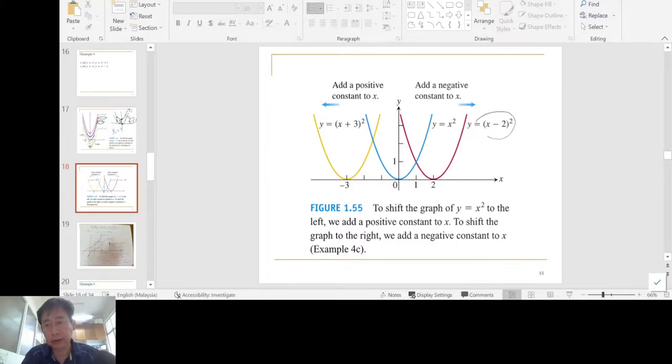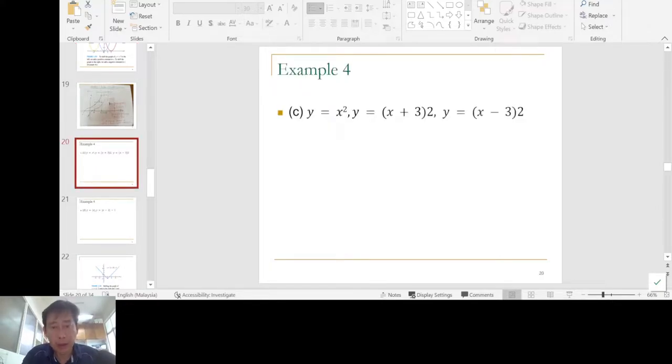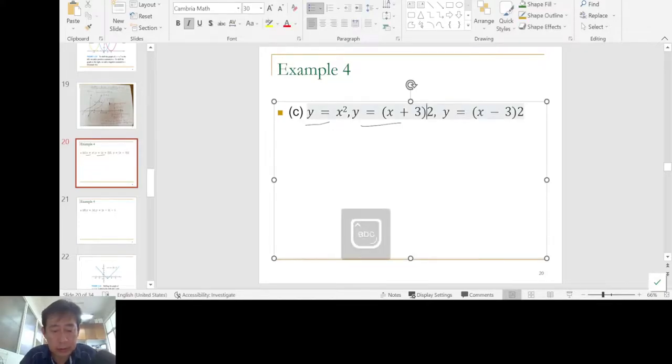So this is a function that is shifted 2 units to the right. This is a function that is shifted 2 units to the left. Okay, so this is another example. You are given this function, I think there is an error here which I have to correct. This is a square, so there is a square of the 2. Obviously this function is shifted to the right by 3 units. This is a function of x shifted to the left by 2 units, and this is the original function.